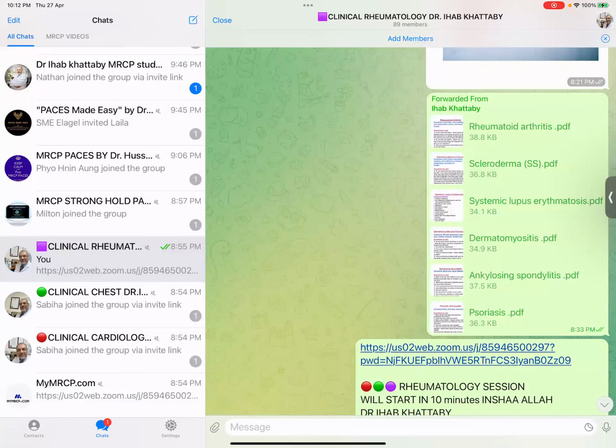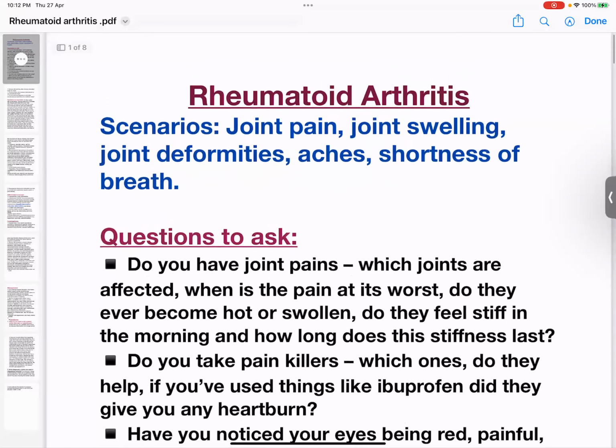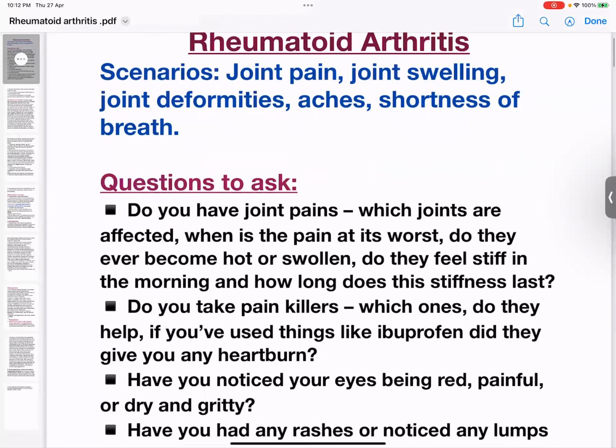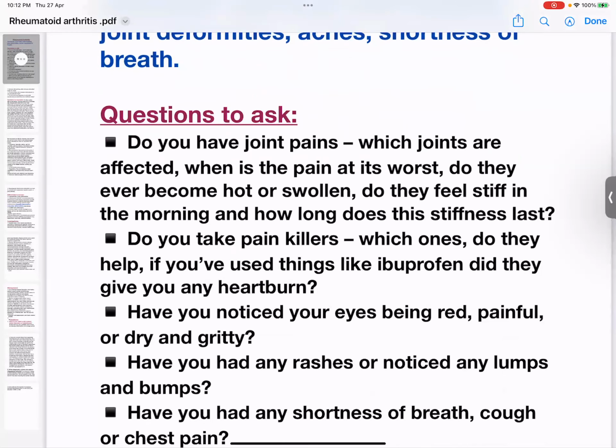Let us take some examples of cases. Rheumatoid arthritis, the scenario: joint pain, joint swelling, joint deformity, and shortness of breath, which sometimes is related to pulmonary fibrosis or interstitial lung disease. If you are taking history, ask about the joint pain. Which joints are affected? When is the pain worse? If it is in the morning, this is related to inflammatory disease. If by the end of the day, it's related to mechanical arthrosis.